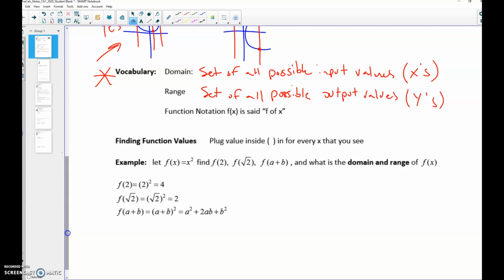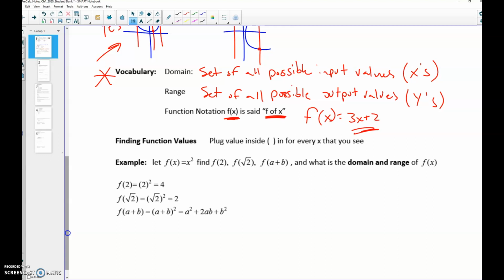And then just a little bit about function notation. Function notation is written like this: f parentheses x, but you don't say it f parentheses x or f times x. You say it f of x. You've probably seen function notation like f of x equals 3x plus 2, something like that. That's called function notation. And again, you say it f of x.